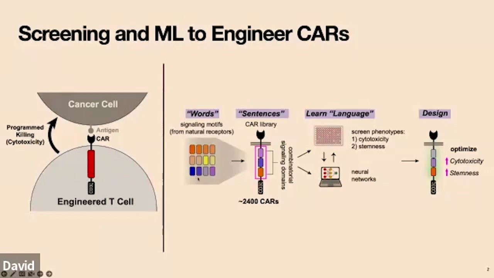And so we used many small pieces of signaling domains to generate combinatorial libraries of CARs with unique signaling properties, and then screen these CAR libraries for their ability to promote cytotoxicity and a long-lived stem-like phenotype in T cells, and then use neural networks to understand how to build better versions of these receptors, and then built a receptor that actually had higher cytotoxicity and higher stemness, and it might be useful in a clinical setting.